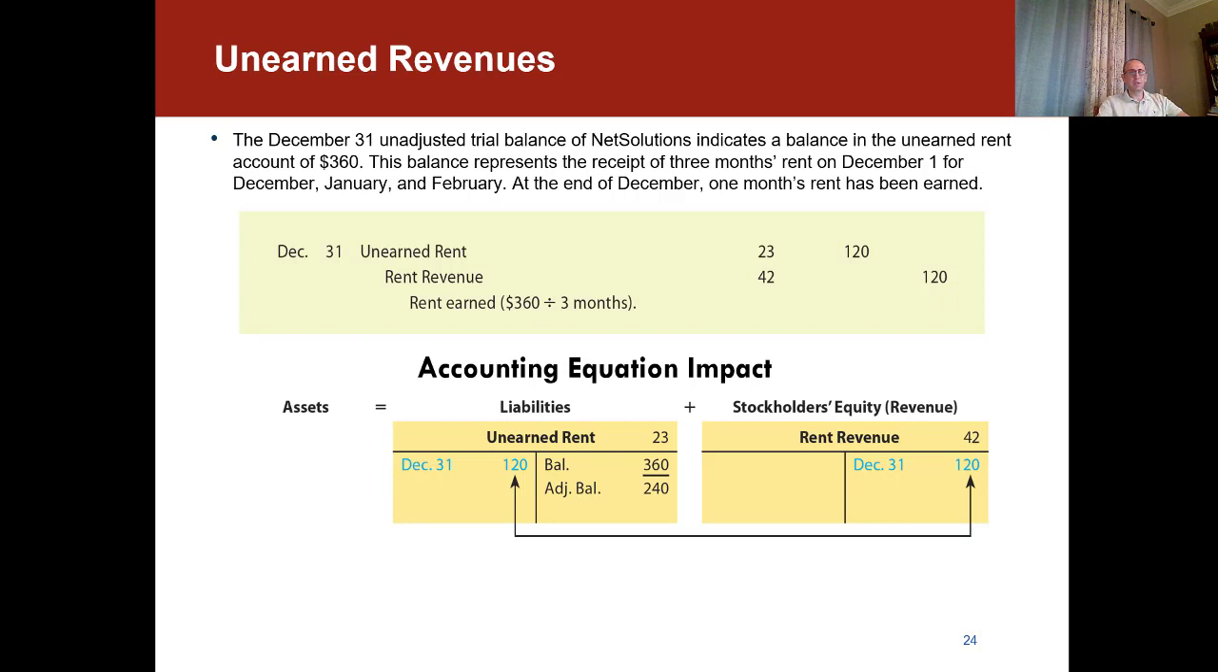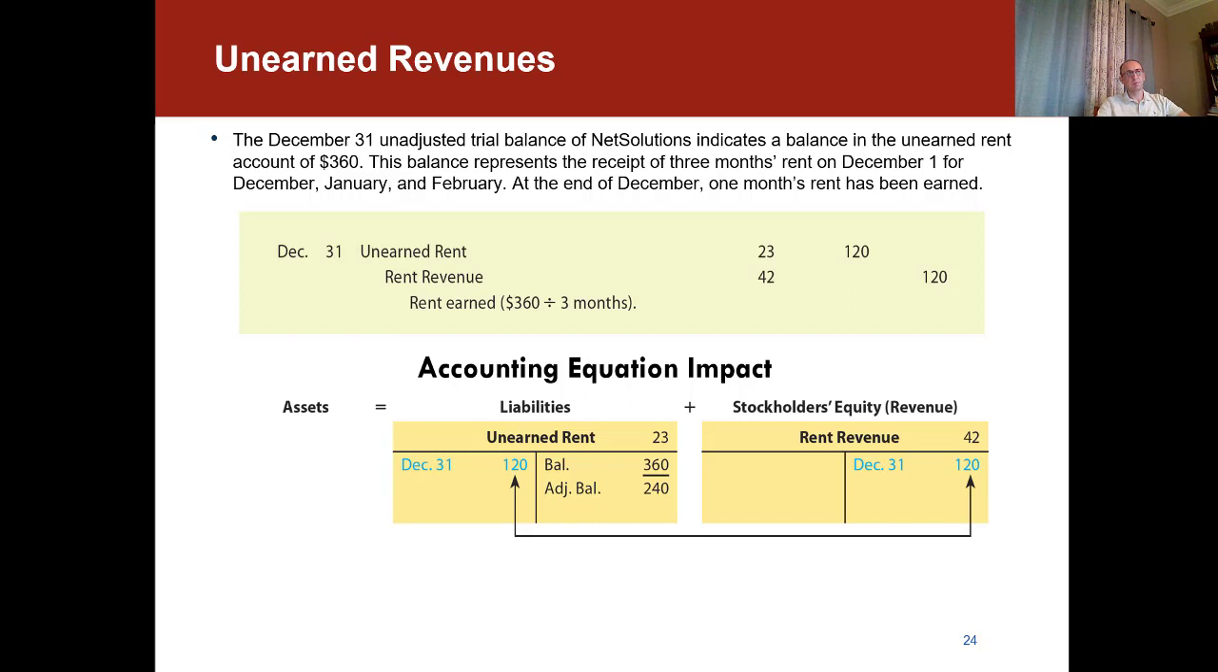Now let's see the third kind of adjusting entries. And in this case, it's unearned revenue. Okay, so unearned revenue, here we receive the cash, but we haven't provided the service. What makes it unearned is that we didn't earn it. We didn't provide the service. It's just the client paid us in advance.